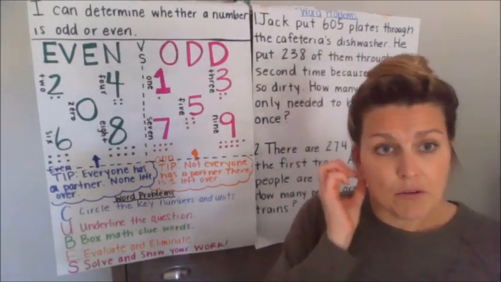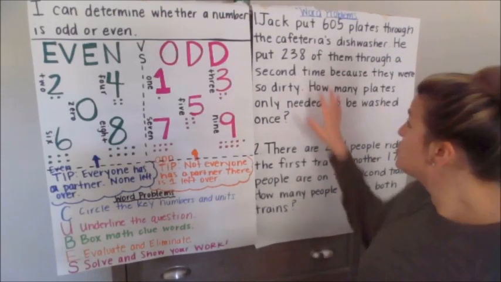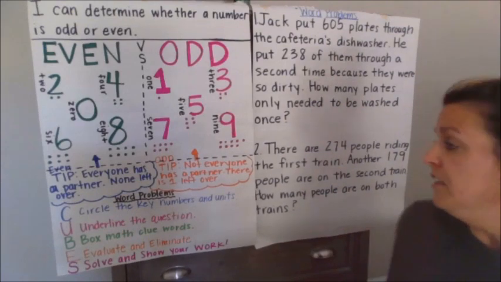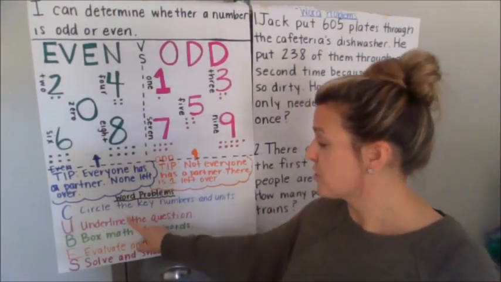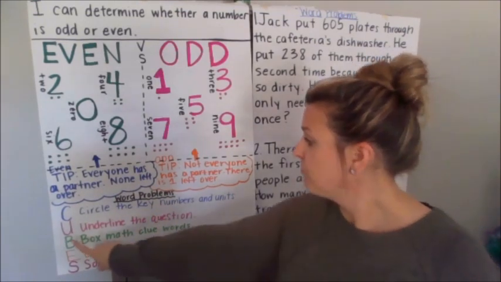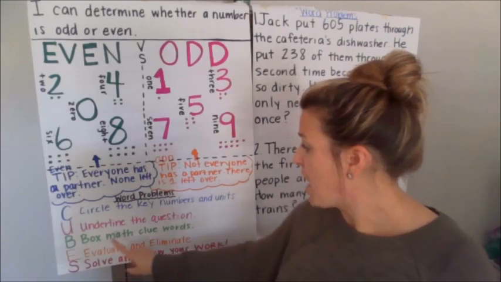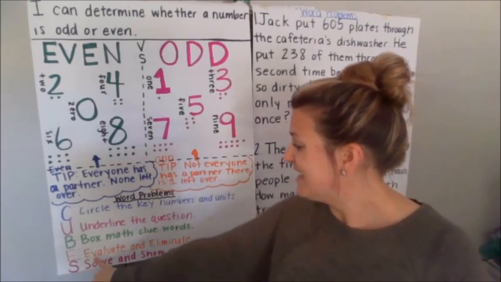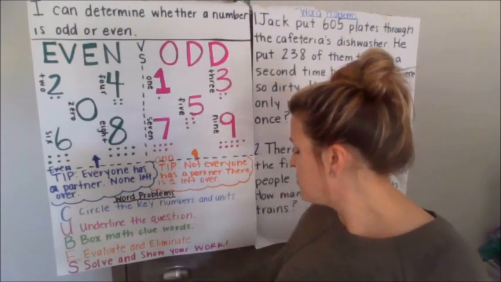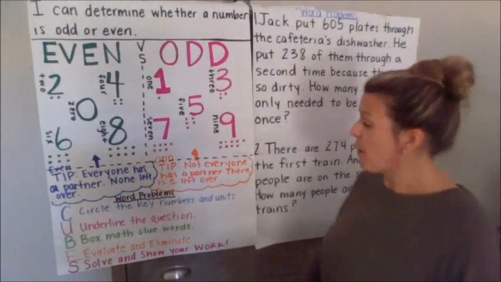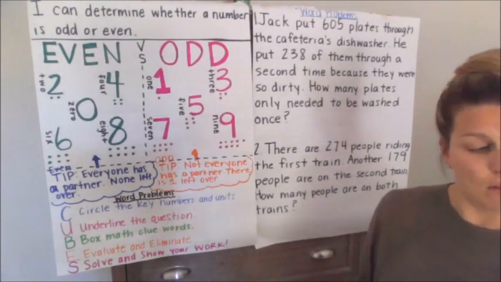So now what we're going to do is review our cube strategy, and then we are going to solve two word problems together. So remember, our cube strategy: the C stands for circle the key information. U, underline the question. B, box math clue words. E, evaluate and eliminate. S, solve and show your work. So we're going to go ahead and apply our cube strategy to our word problems.